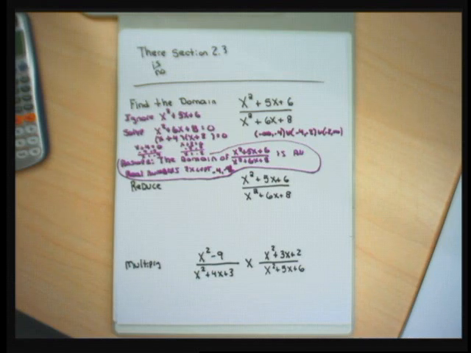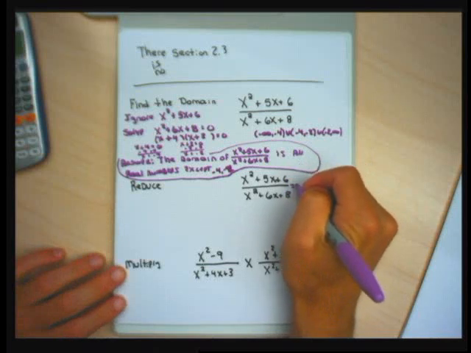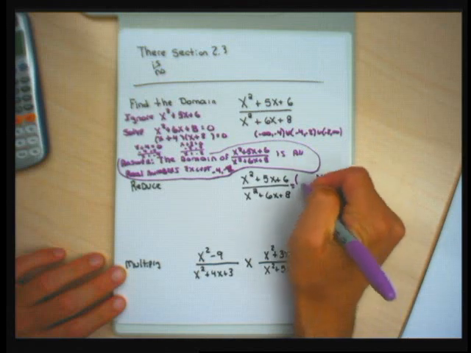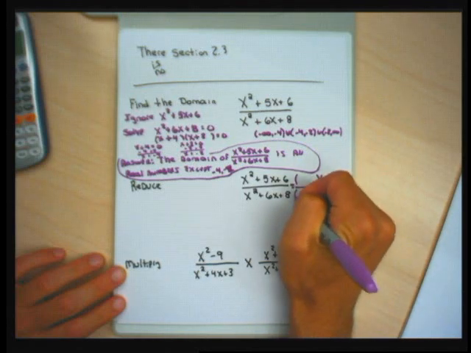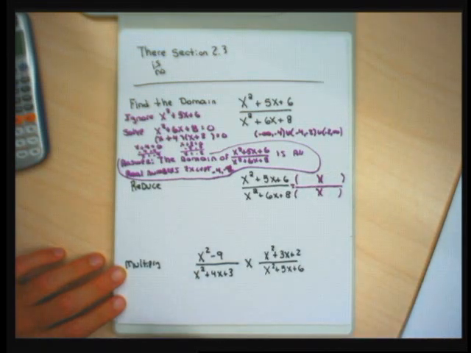The next two problems, the reduce and multiply, are really both just factoring and canceling. I made all the factoring as easy as I could. So to do this middle problem, to reduce, I need to take the numerator and factor it, the denominator and factor it, and then do any canceling that happens.